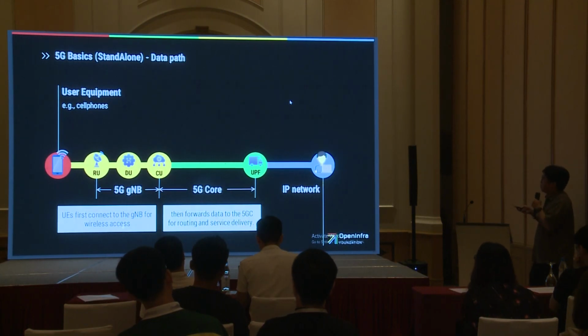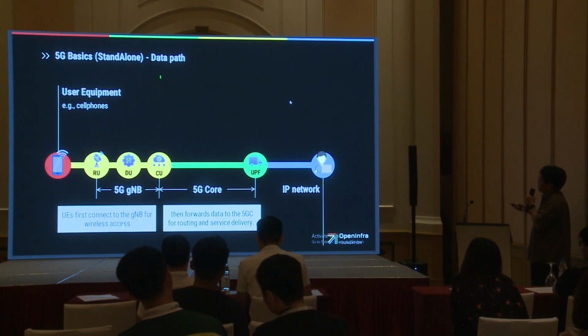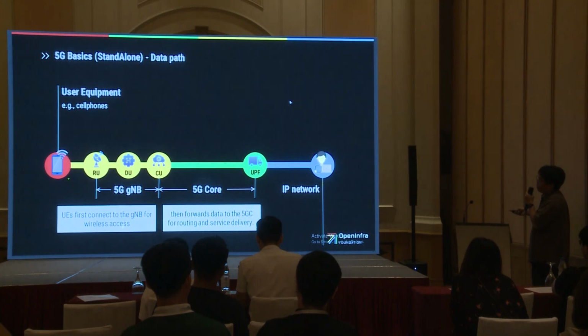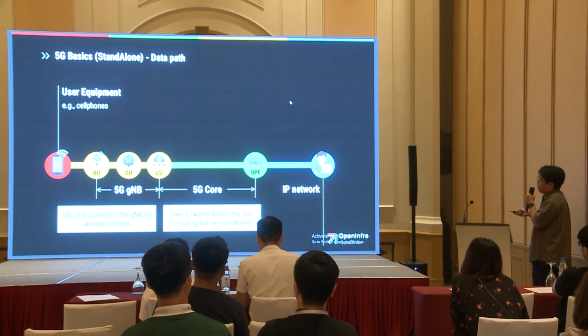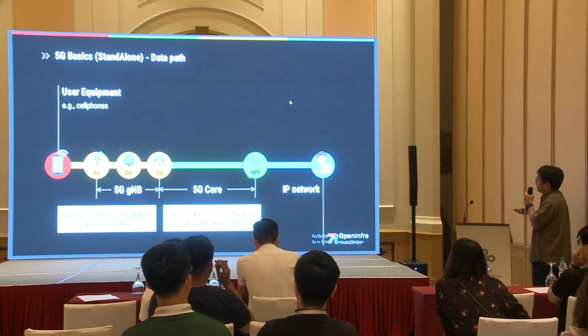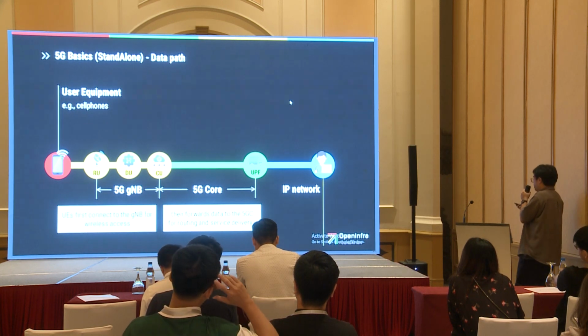The data path is just like a message on your phone. Maybe you just send a message on WhatsApp to someone. This is called the data path. The packet will first be sent from your user equipment, and then captured by the RU, and the RU does the modulation, demodulation, and then sends it to the DU. The DU does the scheduling and sends it to the CU. The CU then forwards the packet to the core, and in the core, the packet goes through the UPF function, and to the IP network.